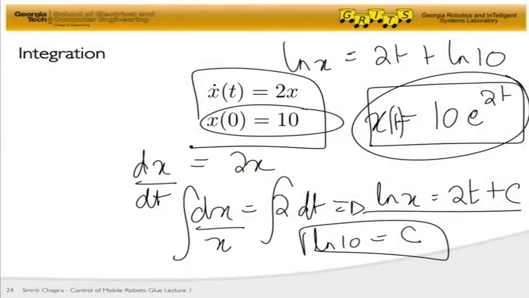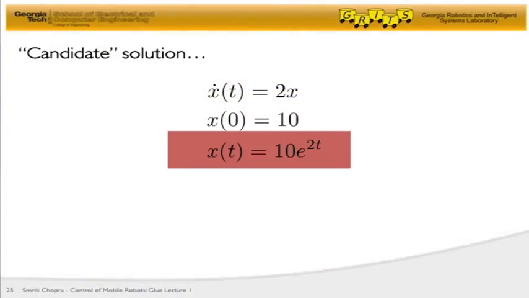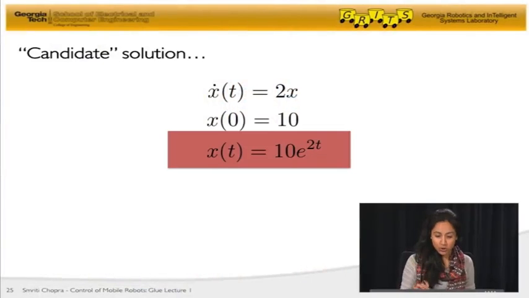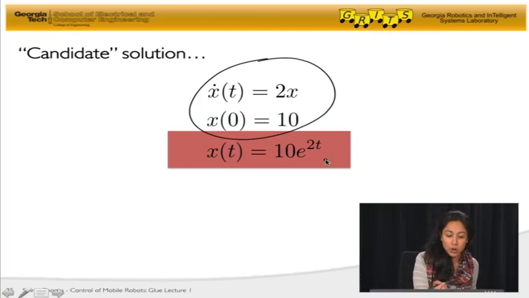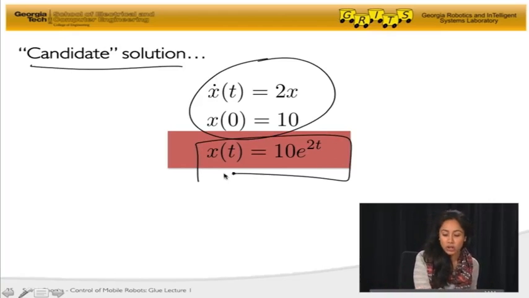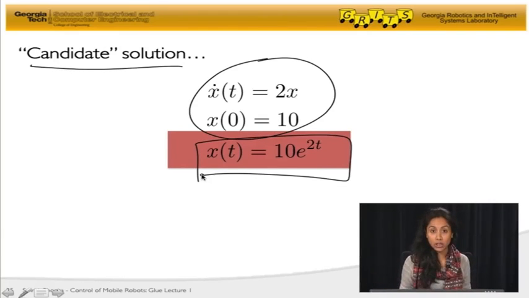But again, it's not important for the course. But woohoo, we got it. But what is important for the course is that, even though we won't ask you to integrate, what we'll do instead is say, okay, here is your model, and I'm going to give you what I call a candidate solution. X of t should be 10 e to the power 2t. And now what you need to do is figure out, is this indeed a solution to the model or not?